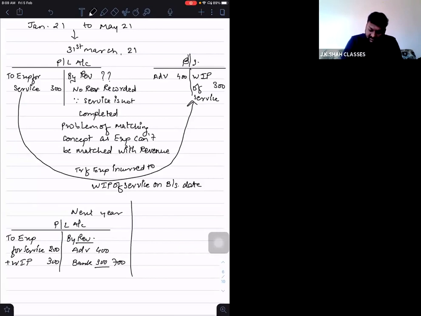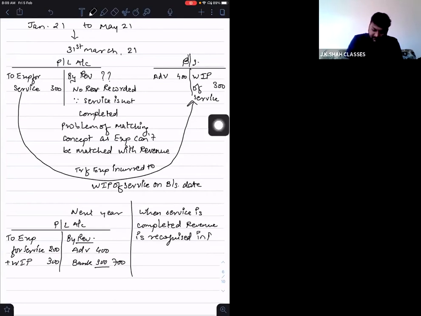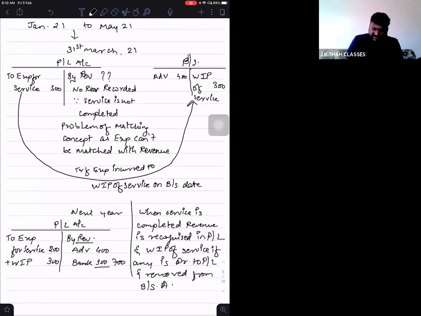So what rule can I make here? That when service is completed, revenue is recognized in P&L, and WIP of service, if any, is debited to P&L and removed from the balance sheet asset.